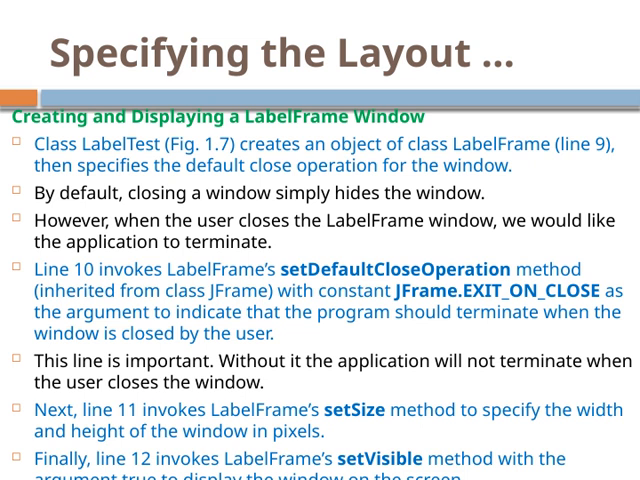So, to summarize, this sequence of commands, setting the close operation, size, and visibility, are key steps in creating a well-behaved and properly displayed label frame window that aligns with the overall goal of building user-friendly GUI applications.